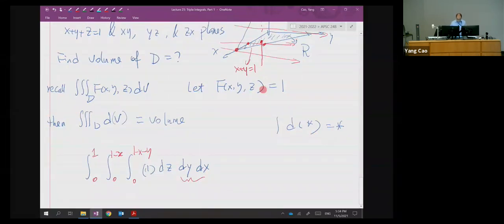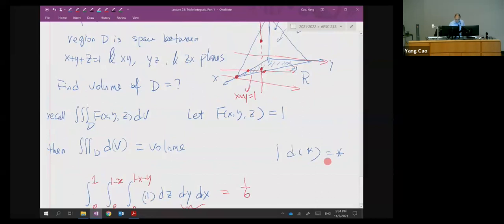And then the rest of the work is to calculate this triple integral, in and out. I think it is a very simple integral here. There's no trick at all. So you're going to get 1/6. You can verify it: does that give you 1/6 if you use the formula from high school? Yes, 1/3 times 1/2 times 1 times 1, you get 1/6.